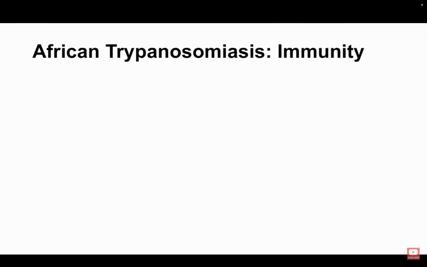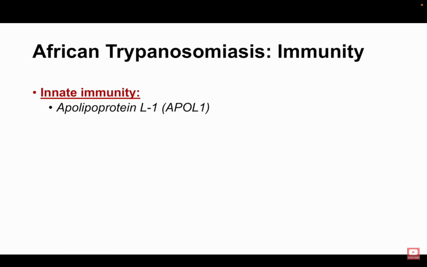So if an individual is infected with a trypanosoma species, that individual does have some innate immunity through the protein apolipoprotein L1. And apolipoprotein L1 is in fact trypanolytic. So what happens is the trypanosoma species can engulf the apolipoprotein L1 through an endosome, but the apolipoprotein L1 actually causes a destruction of the trypanosoma.